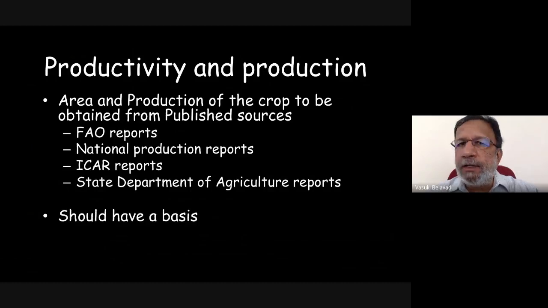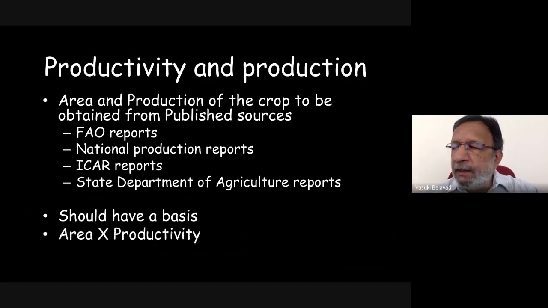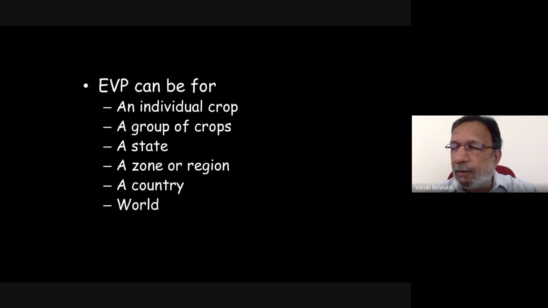And the only thing is, you should have a basis for your data. So you should say that this is the source of information. And the area is multiplied by the productivity. So that gives the production. So the productivity of the crop, the mean productivity for the entire state or the entire country, is taken into consideration, and it is multiplied by the area that is under that particular crop.